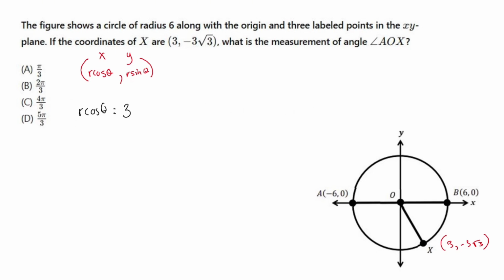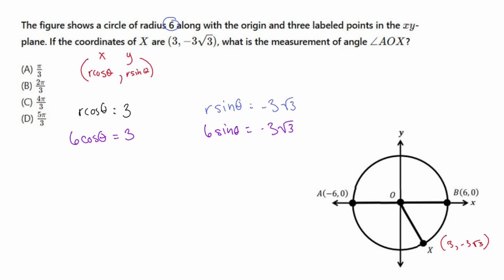And by the way, we'll get there. We also know that r sine theta is the same as negative 3 root 3. What else do we know? Well, we're told that r is 6. So we can substitute that in, and now we can do a little bit more math. 6 cos theta equals 3. Now let's write that out over here. 6 sine theta equals negative 3 root 3.